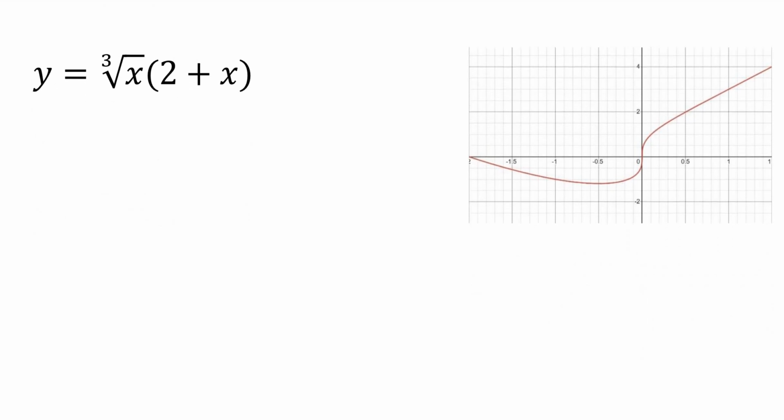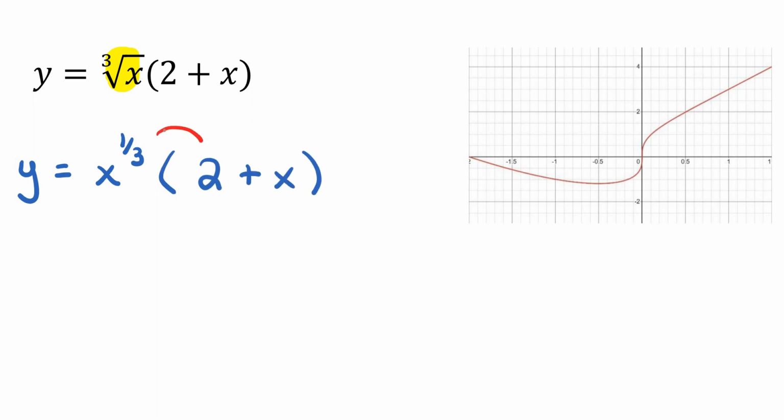Okay, so our next question here, I have y equals the cube root of x times 2 plus x. So before we start this particular problem, let's go ahead and rewrite this as y equals x to the power of 1/3 bracket 2 plus x. And then we're going to just distribute this into the brackets there. Okay, so y would equal 2x to the power of 1/3 plus.